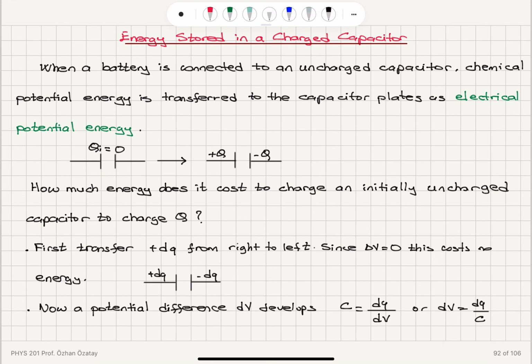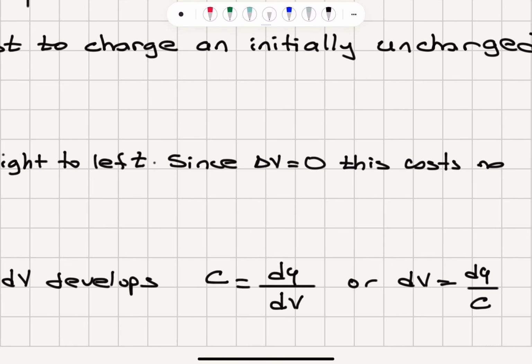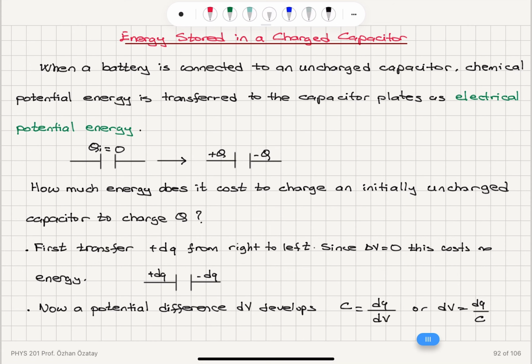Because capacitance is equal to the charge stored per potential difference, dq divided by dV, the potential difference that develops will be equal to dq divided by C. So C is equal to charge stored Q divided by V, or dq divided by dV. Then the potential difference that develops between the plates is dq divided by the capacitance C.